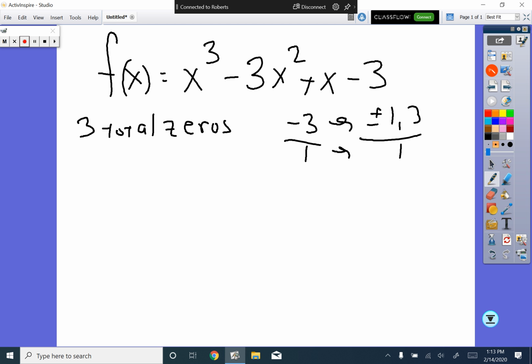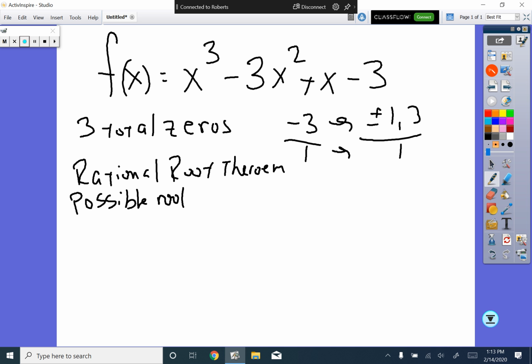So therefore my rational root theorem: here are my possible roots. They are plus or minus 1 and 3. So we only have 4 choices. This one's not too shabby, huh? Everybody agree with that? Okay. So let's go through it. Here is synthetic. 1, -3, 1, -3.